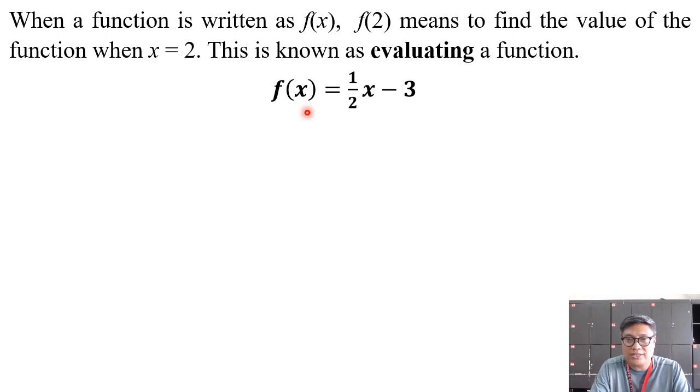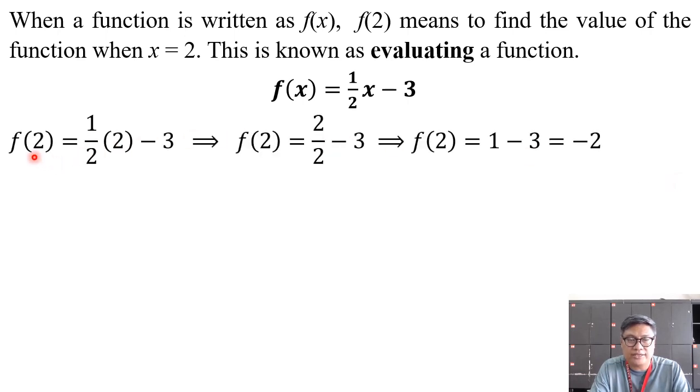So when we say evaluating, class, we are not solving for x, but we are simply substituting the value of your x to be positive 2. So if we do that, substituting now the value of your x to be 2 into the function, I have here 1 half times x, so I change x to 2, minus 3. Then 1 half of 2, that will be 2 all over 2, minus 3. Then 2 all over 2 is 1, then minus 3, then we have negative 2. So meaning that when x is equal to positive 2, your f of x is equal to negative 2.